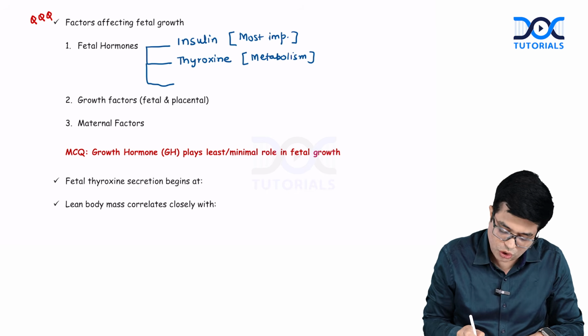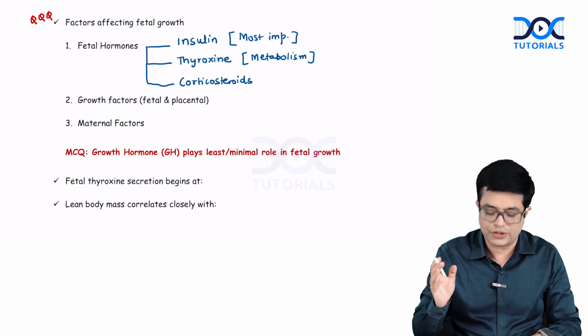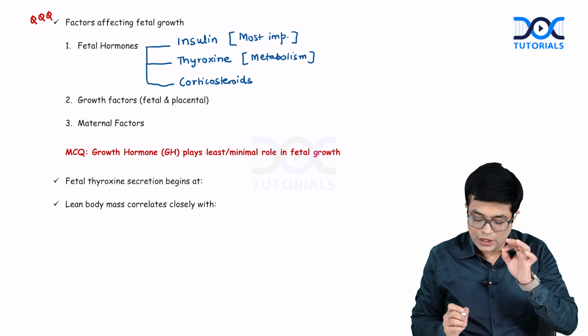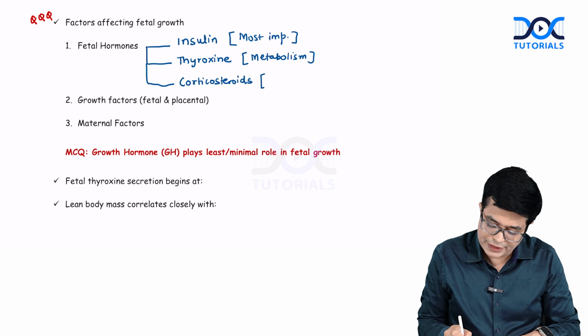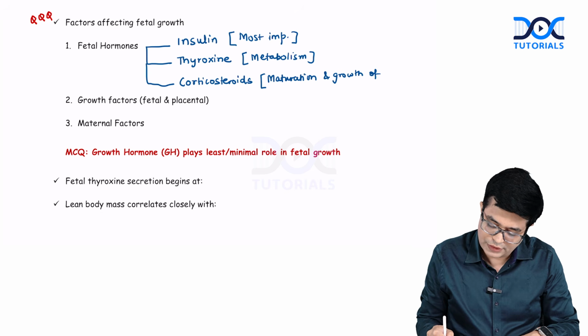And third will be corticosteroids. For example, cortisol and similar other corticosteroids. So steroid hormones. Corticosteroids are involved in maturation and growth of lungs, that is pulmonary system, as well as liver and GIT.